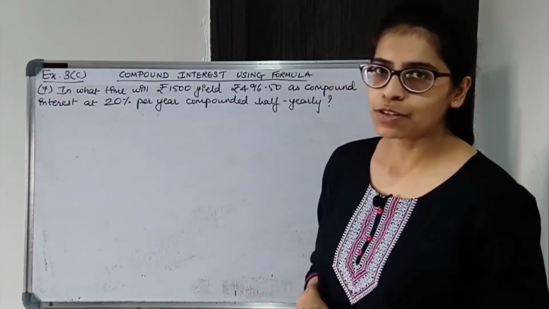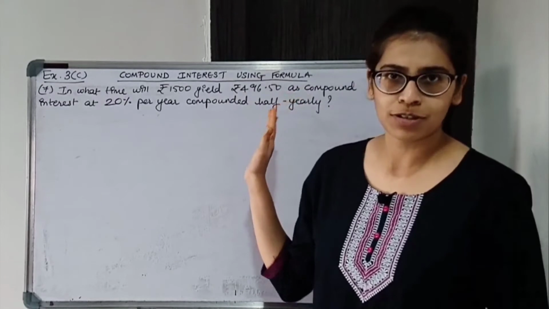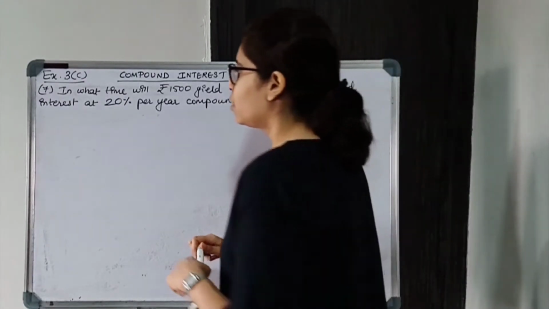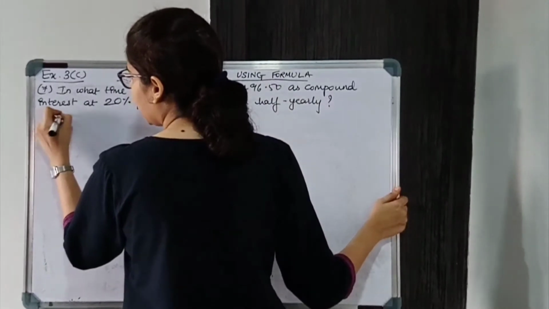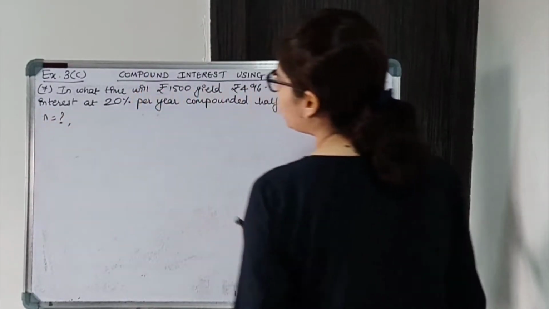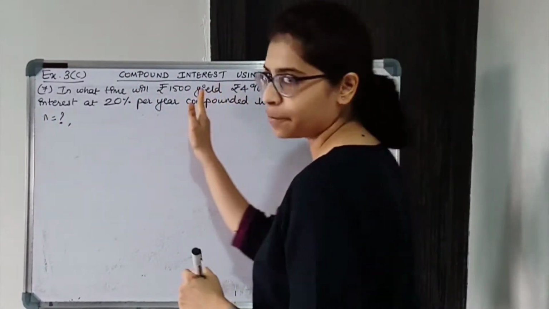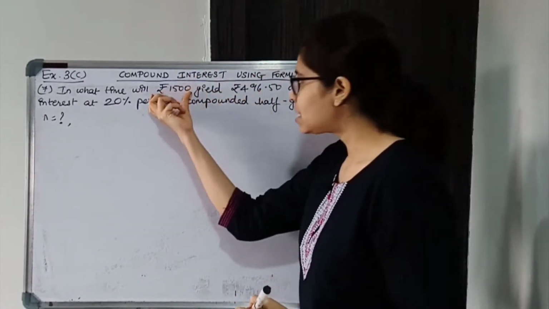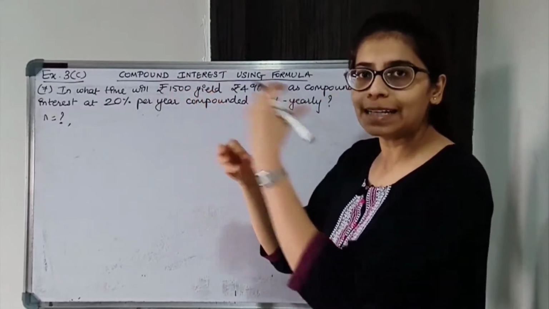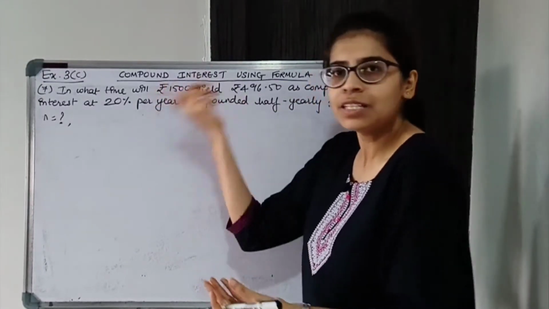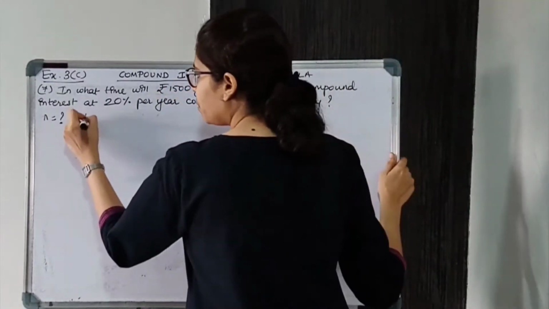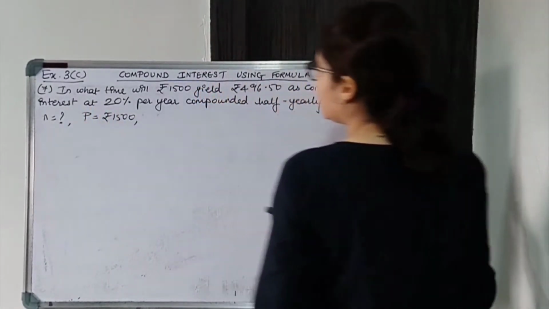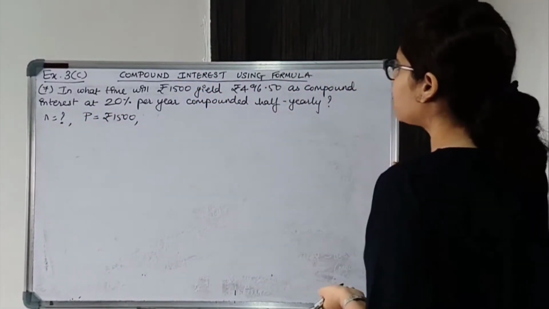So number of years we have to find, interest. All information is given to us. So let's write down all the given information. So n we have to find. In what time will rupees 1500 yield? A sum of money is yielding some money. So this sum of money is the principal. So principal is 1500, yielding 496.50 as compound interest.